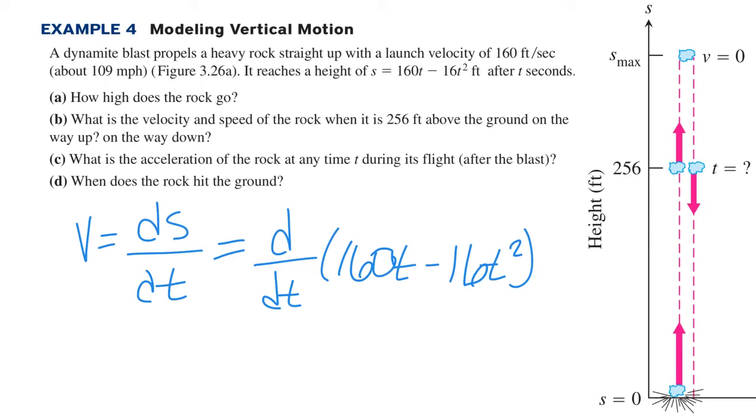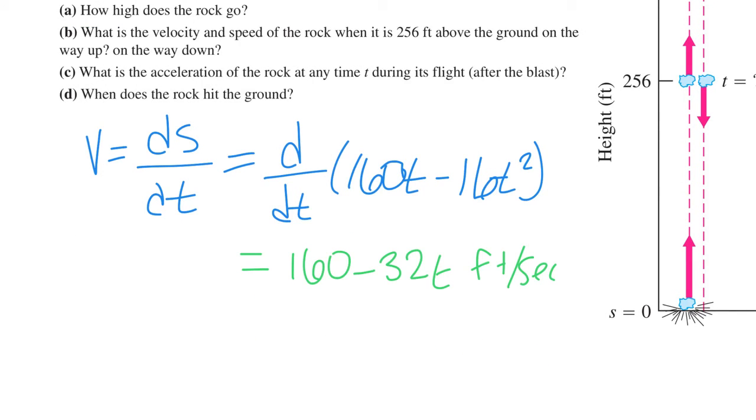So we can use the rules for differentiation we learned last week, and we know that the derivative of this is going to be equal to 160 minus 32t feet per second. And to figure out when velocity is 0, we're going to set this equation equal to 0. And if we solve this, we will find that velocity is 0 when t equals 5 seconds.